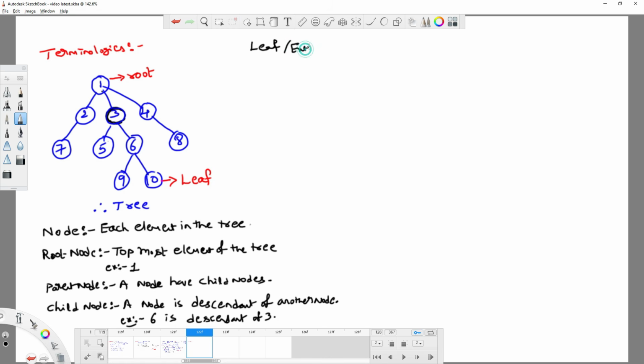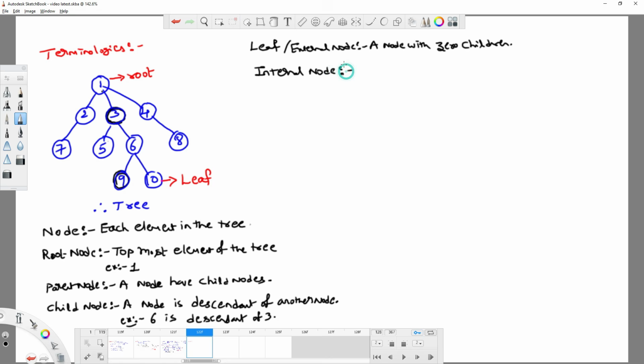Next one, leaf node, or we can call it an external node. Which one can we call a leaf node or external node? A node with 0 children, we call it a leaf node. If you observe 9, is there any child for it? No. Then I can call it a leaf node. These terminologies are very important for further classes.